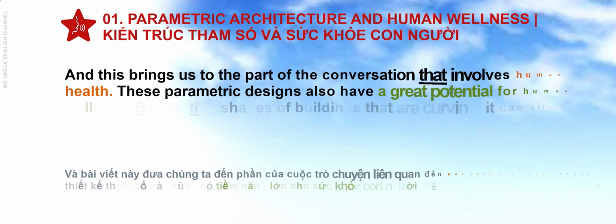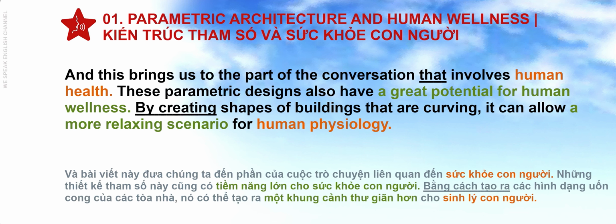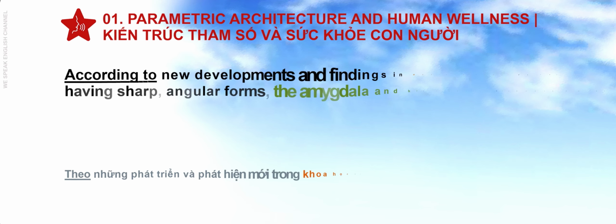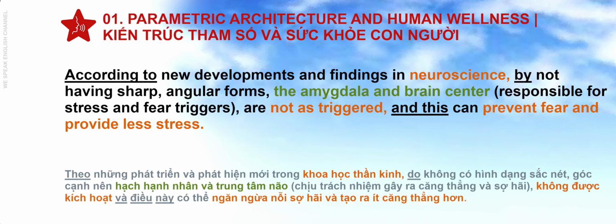01. Parametric architecture and human wellness. And this brings us to the part of the conversation that involves human health. These parametric designs also have a great potential for human wellness. By creating shapes of buildings that are curving, it can allow a more relaxing scenario for human physiology. According to new developments and findings in neuroscience, by not having sharp, angular forms, the amygdala, the brain center responsible for stress and fear triggers, is not as triggered. And this can prevent fear and provide less stress.